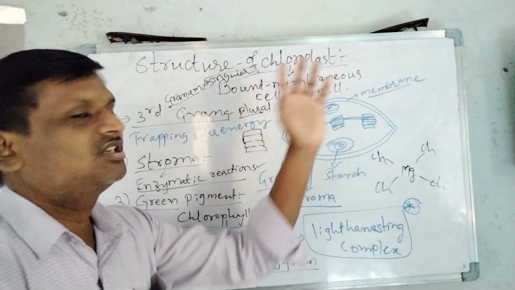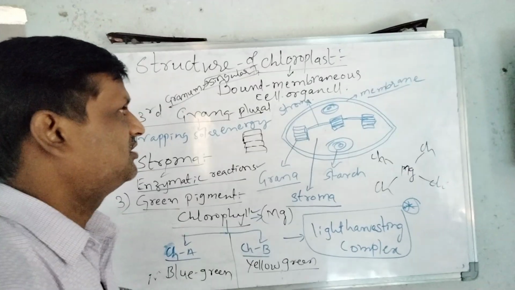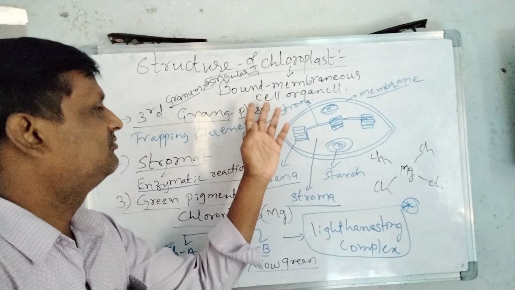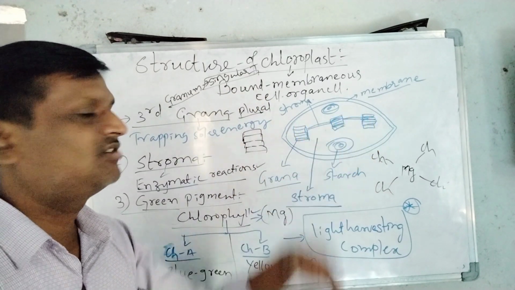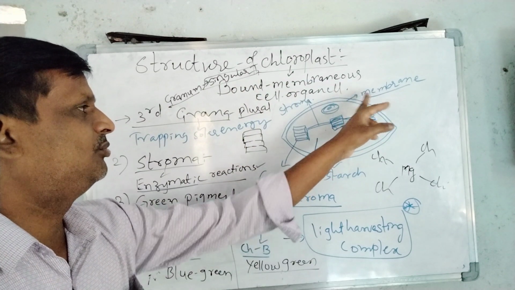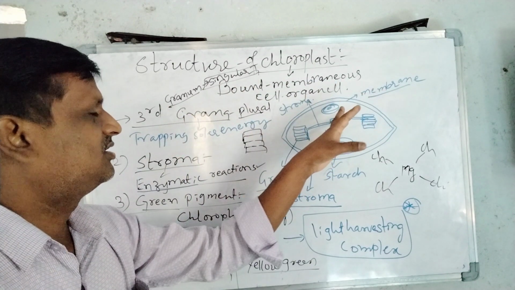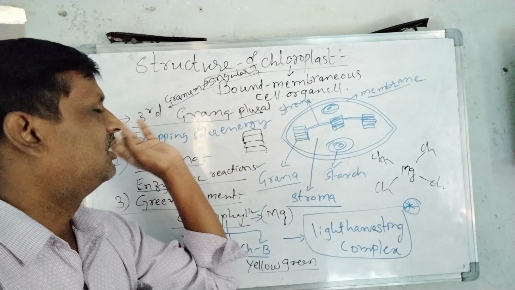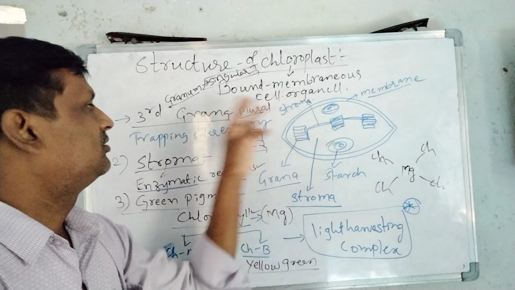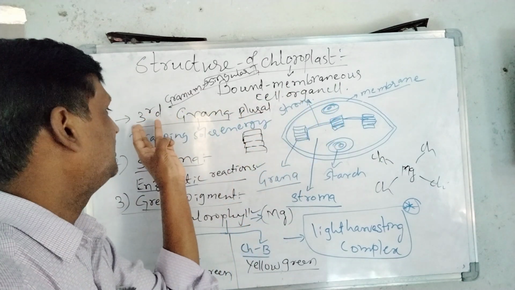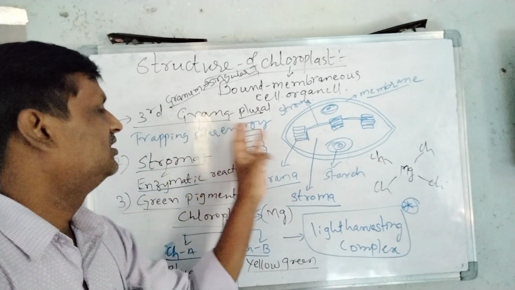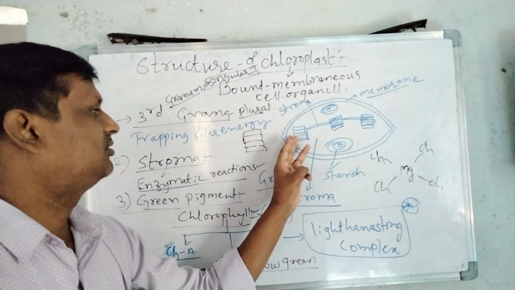So this is about the structure of the chloroplast. Once again, the chloroplast is a membrane-bound cell organelle which is involved in photosynthesis. If you see the structure of the chloroplast, there is a double layered membrane. Then the chloroplast consists of a third membrane system called grana. Grana consists of thylakoids together.